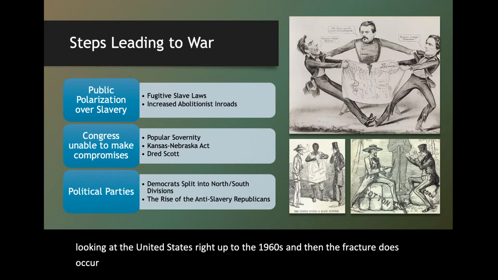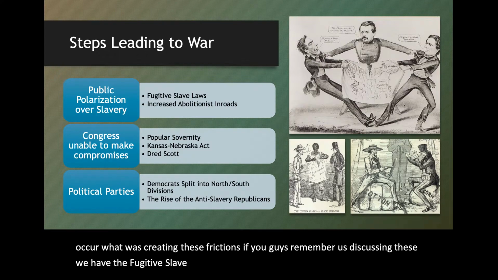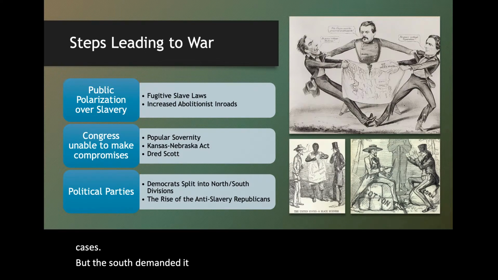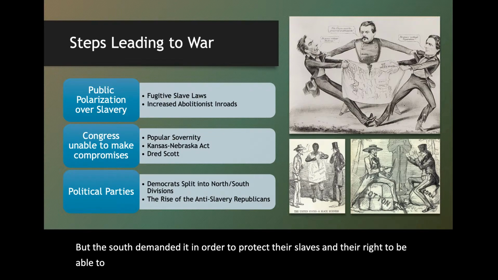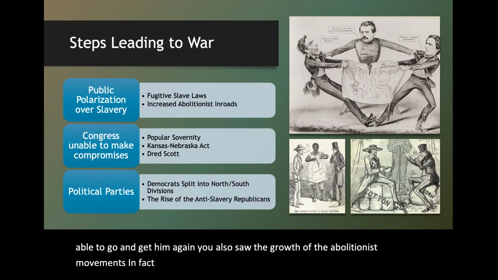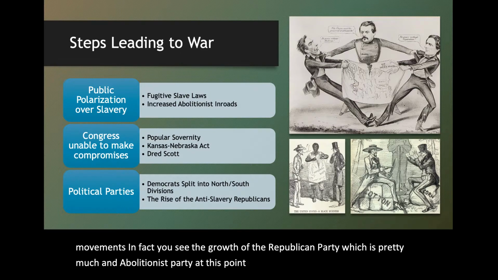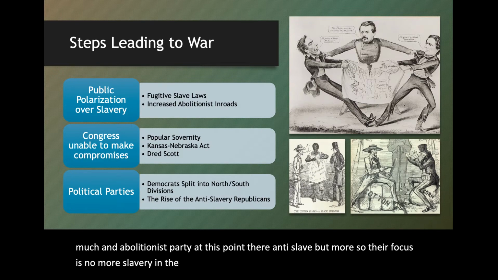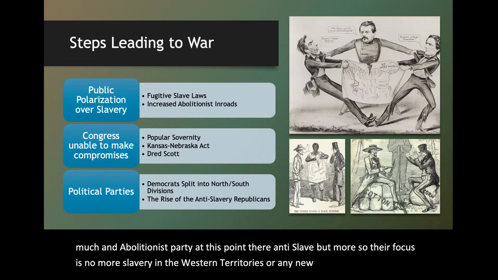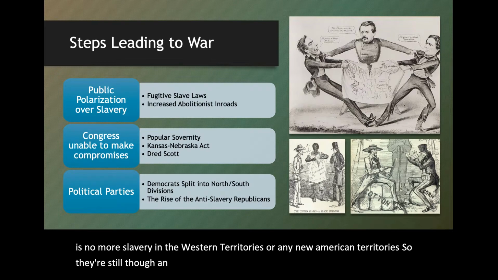What was creating these frictions? If you remember us discussing these, we have the fugitive slave laws, which the North completely opposed in many cases, but the South demanded in order to protect their slaves and their right to go and get them again. You also saw the growth of the abolitionist movements. In fact, you see the growth of the Republican Party, which is pretty much an abolitionist party at this point. They're anti-slave, but more so their focus is no more slavery in the Western territories or any new American territories. They are still an anti-slave party, though, and they're seen as a direct threat to the Southern institution of slavery.